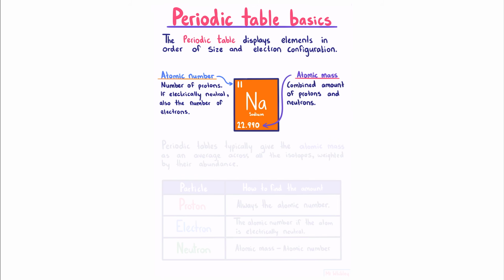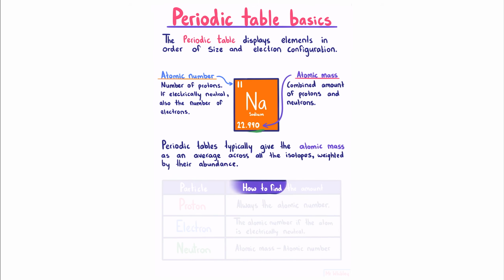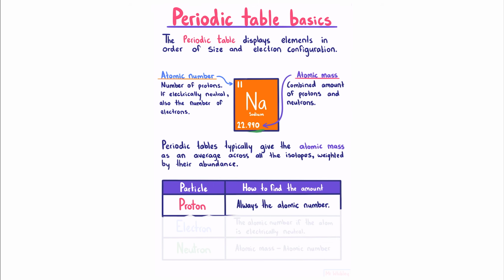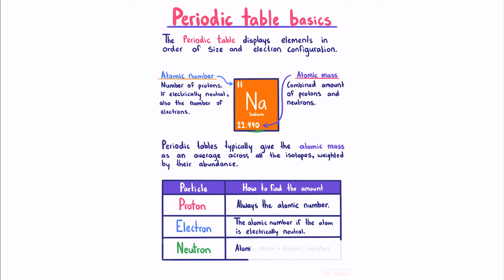You may ask, why is this a decimal? This is because periodic tables typically give the atomic mass as an average across all the isotopes, weighted by their abundance. And now to make things simple, here's a table of how to find the amount of any given particle. The proton is always the atomic number, the electron is the atomic number if the atom is electrically neutral, and the neutron is the atomic mass minus the atomic number.